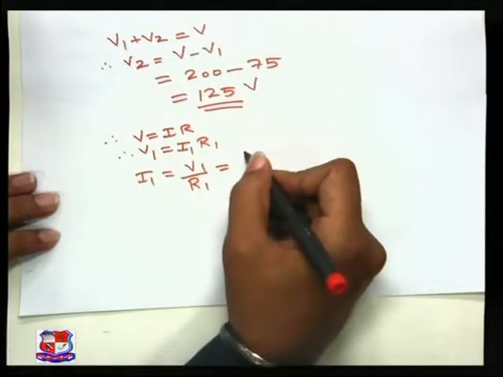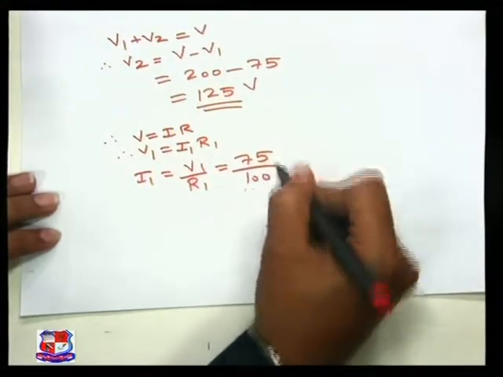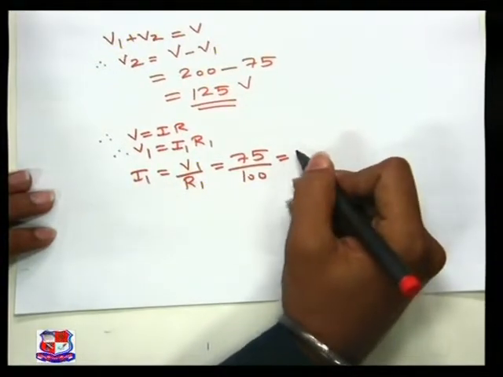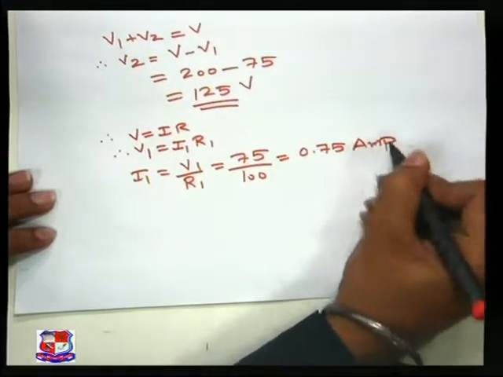V1 we have already found, that is 75. R1 again we have solved. So it is 75 divided by 100, that will be 0.75 amperes.